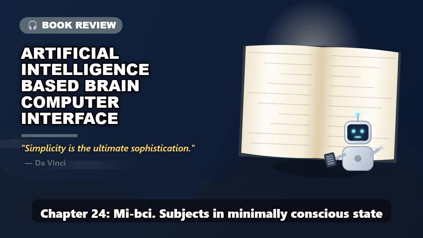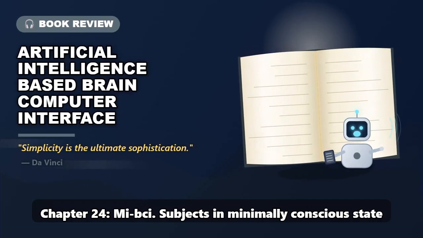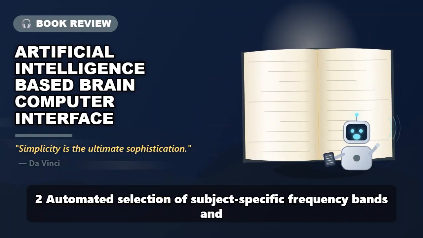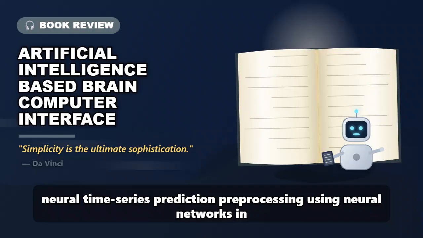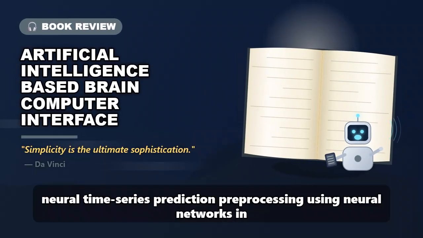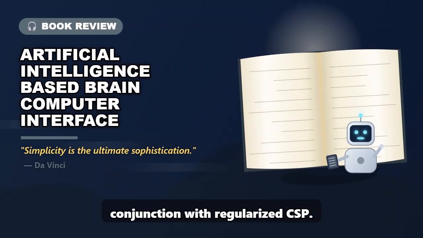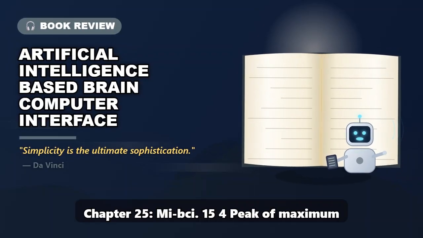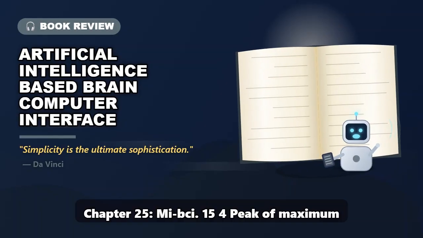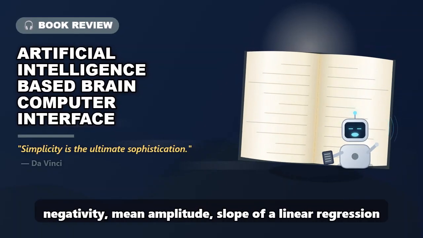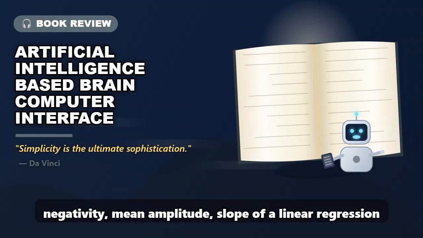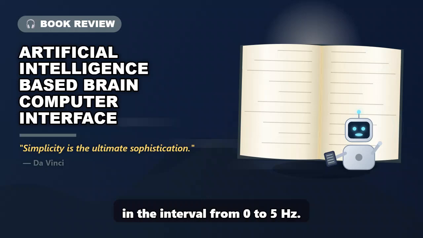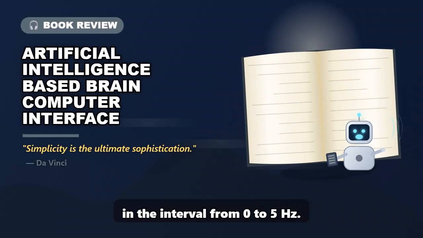Chapter 24 MIBCI. Subjects in minimally conscious state 2 automated selection of subject-specific frequency bands in neural time series prediction pre-processing using neural networks in conjunction with regularized CSP. Chapter 25 MIBCI. 15-4 peak of maximum negativity, mean amplitude, slope of a linear regression fitted to the data window, the average power in the interval from 0 to 5 Hz.